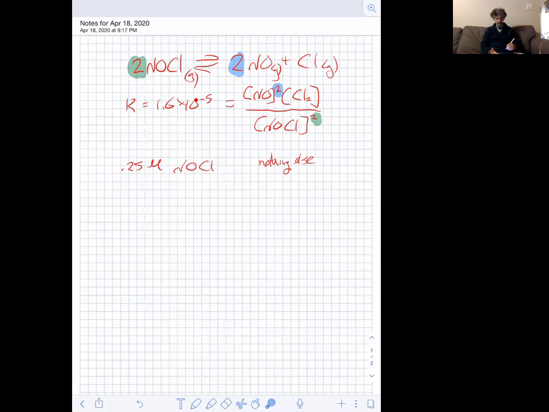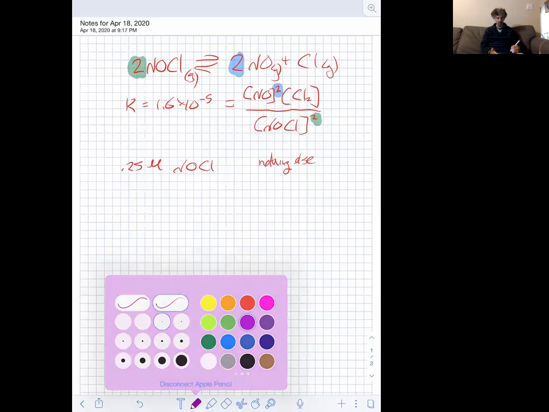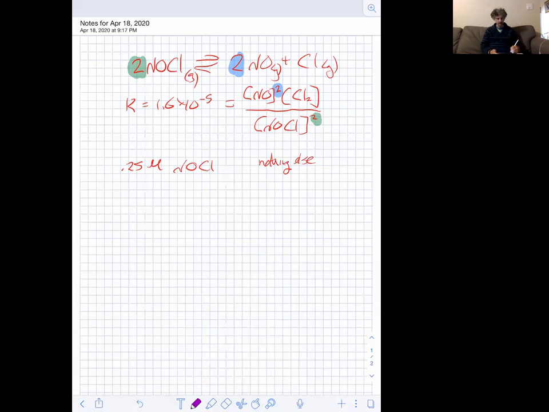This is where we make what a lot of people like to call an ICE table. And just because I can, I'm going to change color. So ICE stands for initial amount, change, and equilibrium amount. And across the top, we write the balanced equation: 2 nitrosyl chlorides go back and forth from 2 nitric oxides plus chlorine gas. I forgot to put the 2 in there.